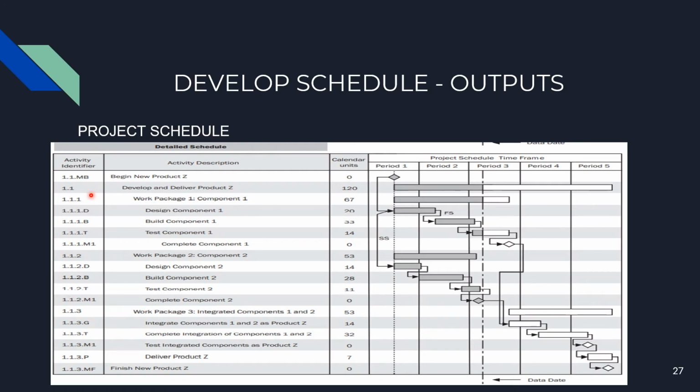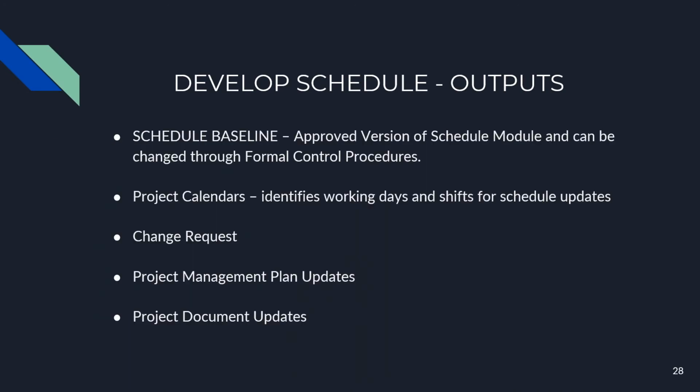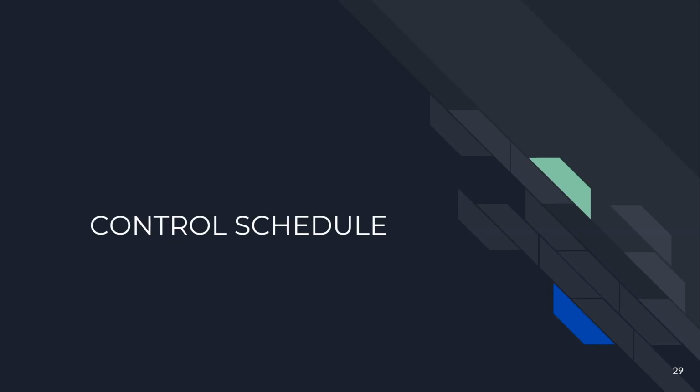This is an example of a project schedule in which all the activities with their activity identifiers are listed. It also defines the duration and the periods in which the activity will be completed. To understand the other outputs of the develop schedule process: the schedule baseline is the approved version, and it can be changed only through formal control procedures. The next output is project calendars, which identify working days and shifts, followed by schedule updates, change requests, updates to the project management plan, and project document updates.